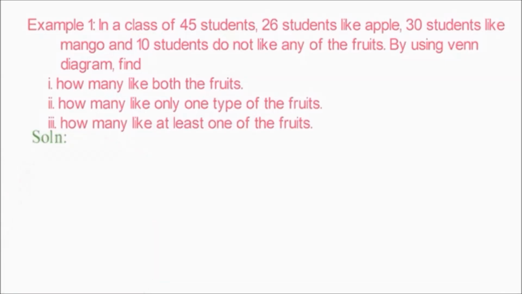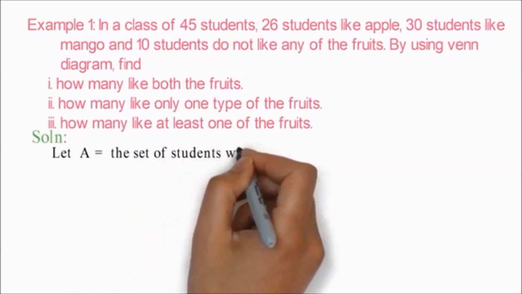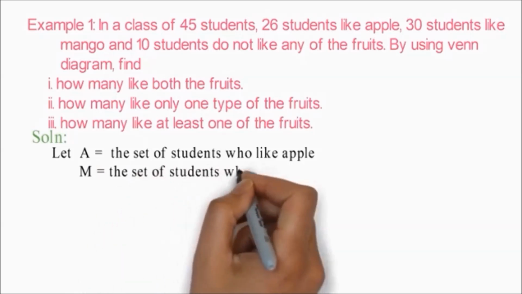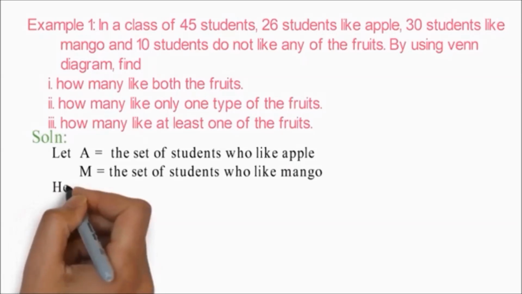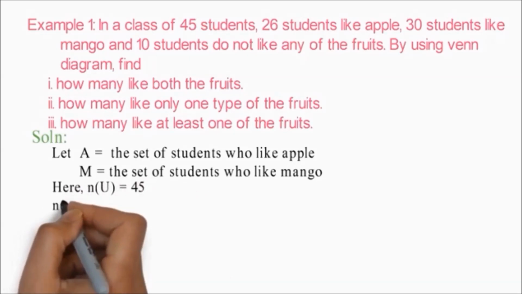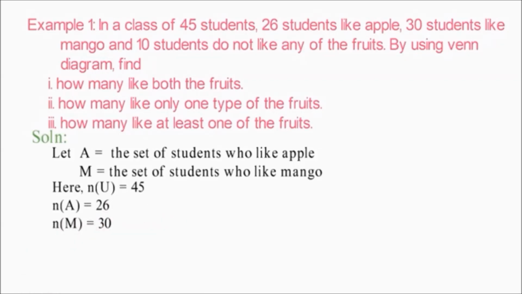Solution. First of all, we suppose the sets given in the question by using suitable capital letters. Let A equal the set of students who like apple and M equal the set of students who like mango. Now collect the numerical information given in the question by using cardinality notation, which we have already discussed. Here n(U) equals 45, n(A) equals 26, n(M) equals 30, and n((A ∪ M)') equals 10. Since n(A ∩ M) is not given, let it be x.